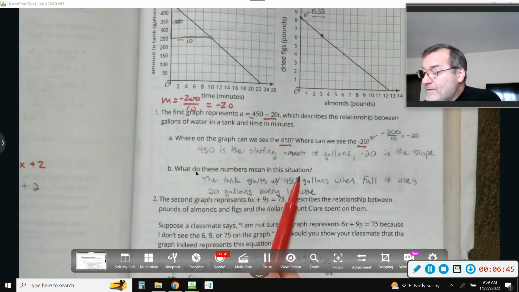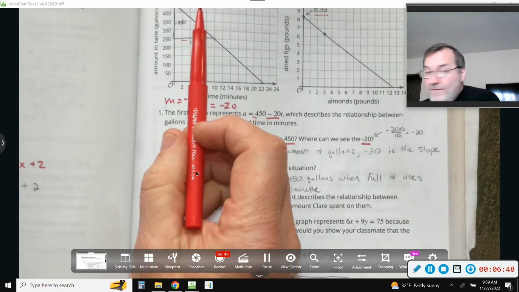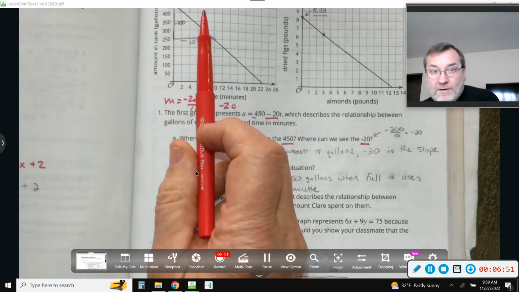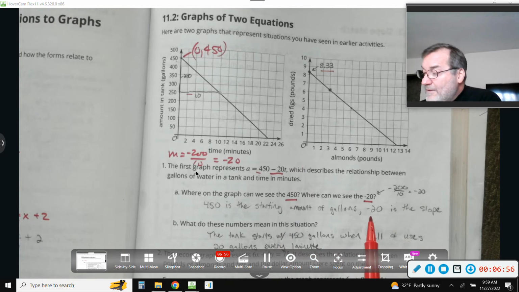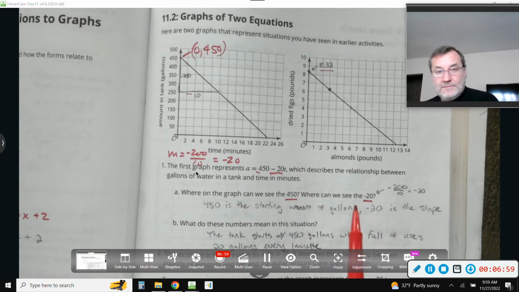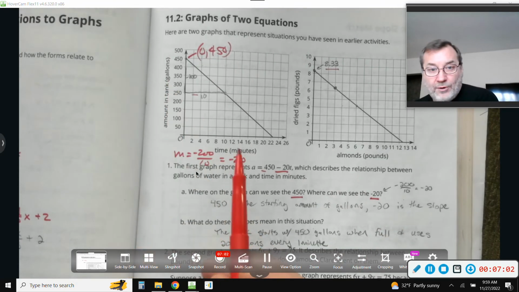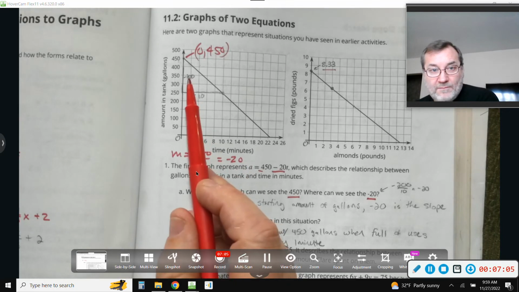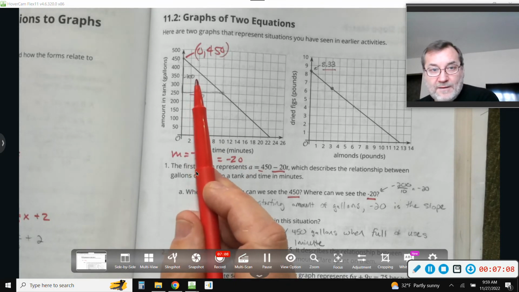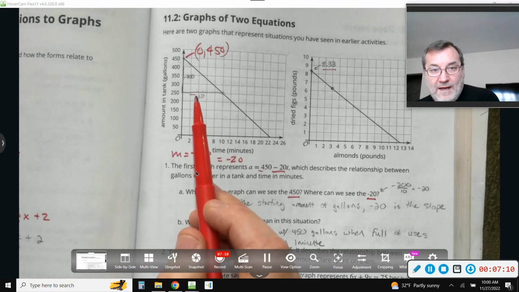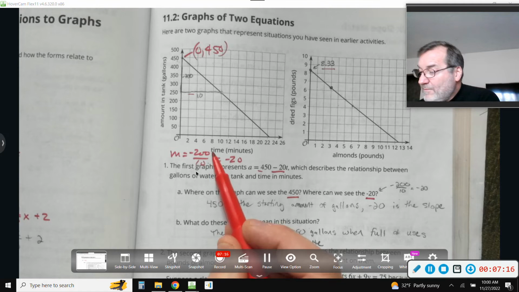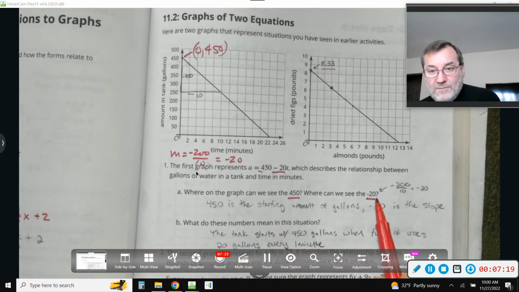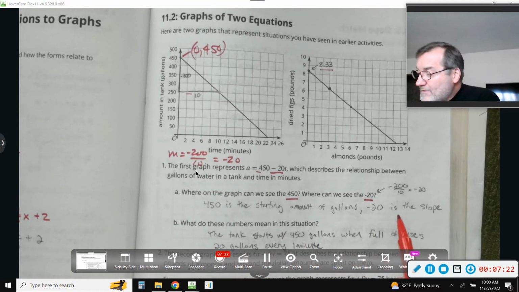What do these numbers mean in the situation? Well, 0, 450 means that you start at time 0 at 450. That's where you're starting. And the negative 20 means that you're taking out 20 gallons, okay? 20 gallons per minute. Remember when we did the math here, the slope, that's negative 200 gallons over a positive 10 minutes. So that's gallons per minute. That's what that means, okay? What's the negative 20 mean? Gallons per minute. Negative 20 is the slope, and it's in gallons per minute.